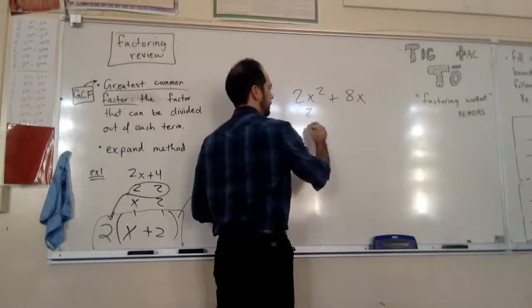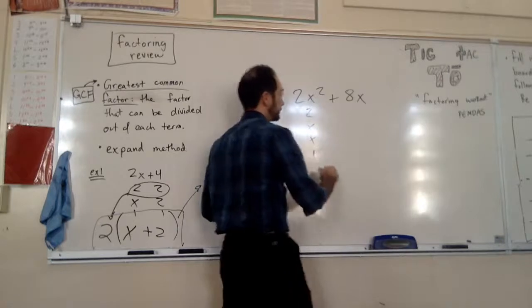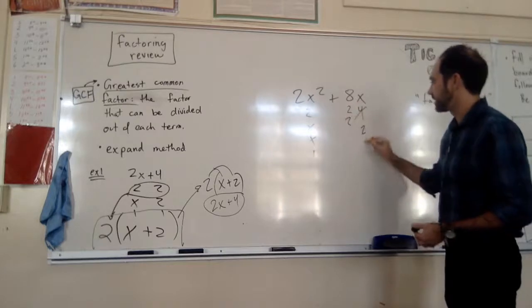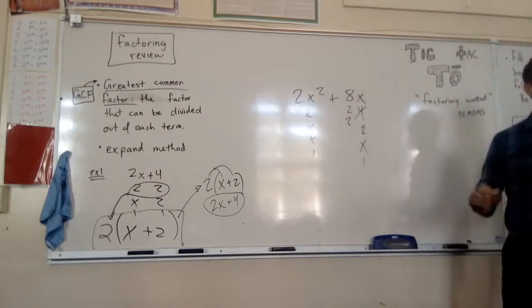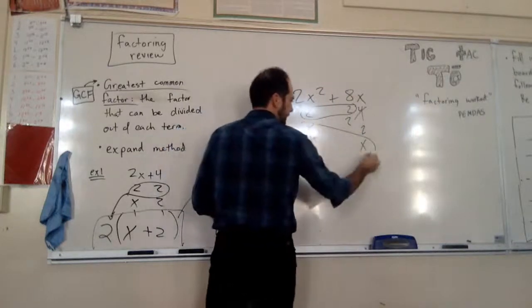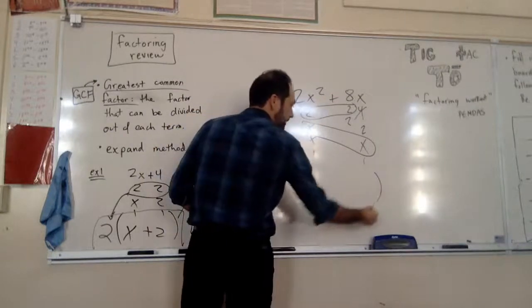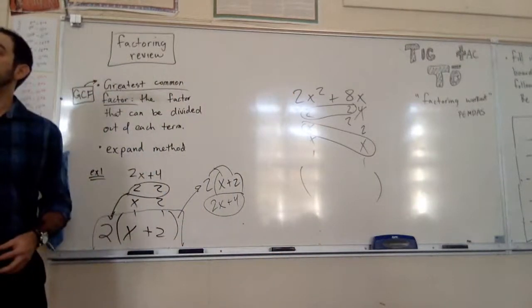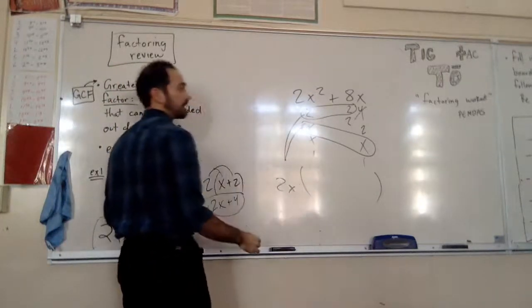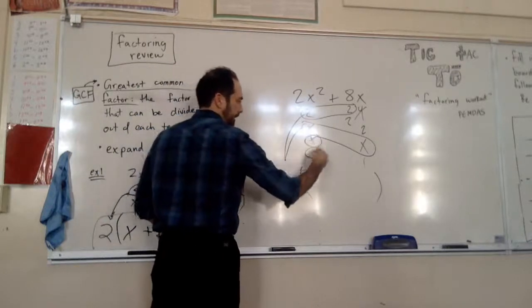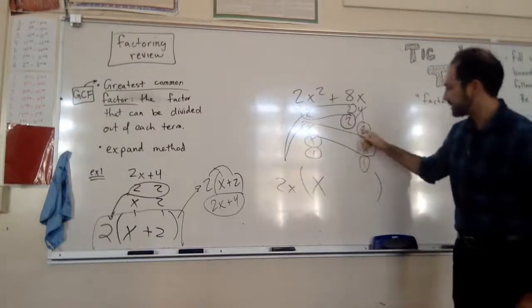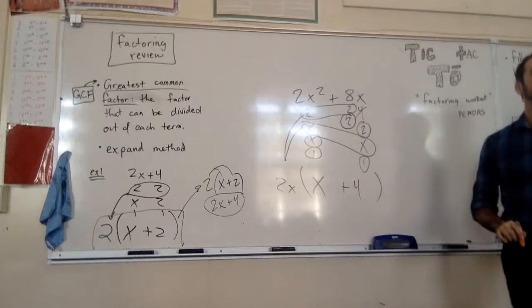2x squared is 2, 2, x. 8x: 4 and 2, if you couldn't see it. 4 is 2 and 2, x, 1. What's in common? There's a 2 in common. What else is in common, though? x. Watch. Parentheses. What's going to go on the outside? 2x goes on the outside. What's left over in this column? x times 1 is x. What's left over in this column? 2 times 2. Done.